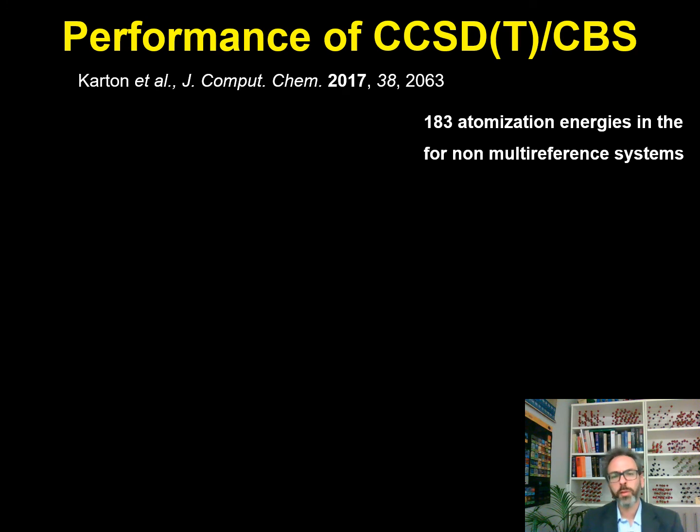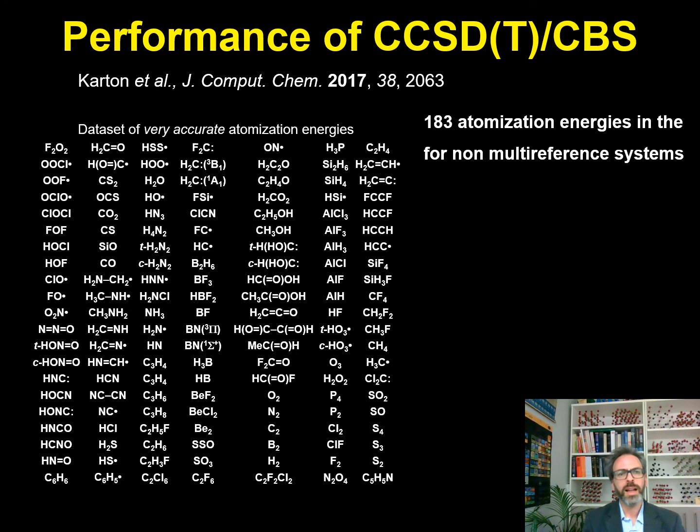So let's look at the performance of composite CCSD(T) methods. Here we will examine the performance of W1 theory. We benchmark the performance of this method against a diverse database of 183 total atomization energies, all obtained at the full CI-CBS level of theory. These 183 total atomization energies were obtained for systems that we deem not multi-reference, according to the percentage TAE[(T)] diagnostic.